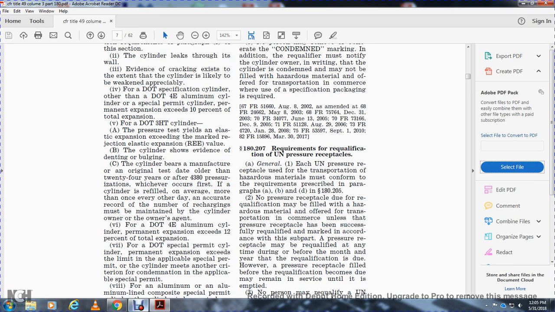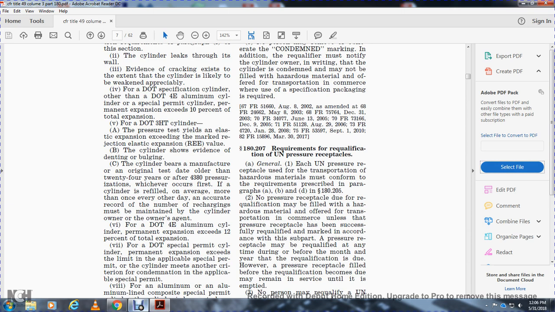Alright, 18207 requirements of requalification for the UN pressure receptacle. Generally, the UN pressure receptacle used with the transportation of the hazardous material must conform with the requirements prescribed in paragraph A, B, and D of the 18205. But no pressure receptacle used with the requalification must be filled with the hazardous material and offered for transportation and comments unless the pressure receptacle has been successfully requalified and marked in accordance with the subpart.